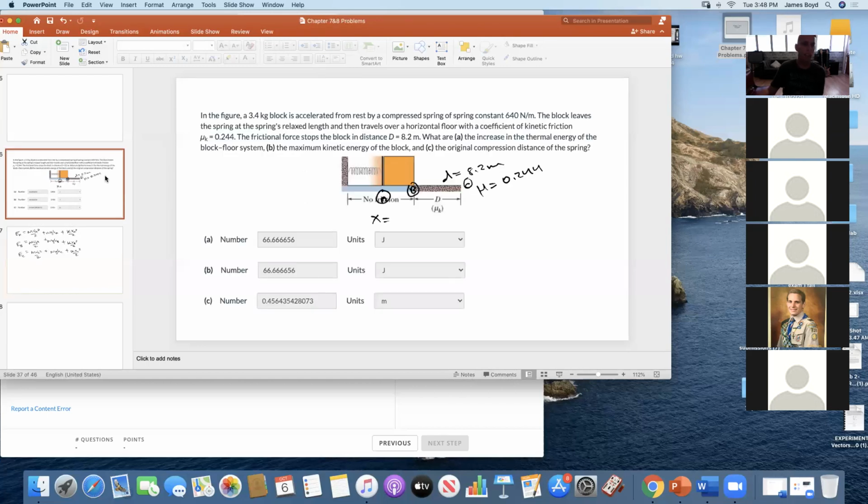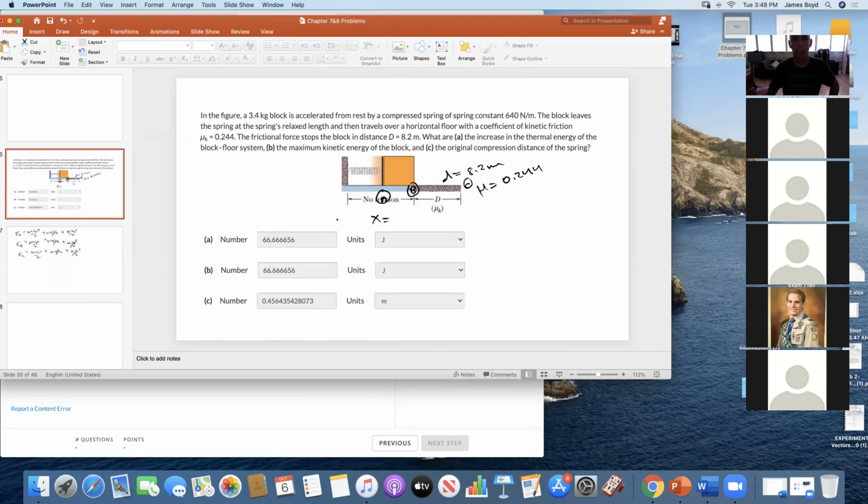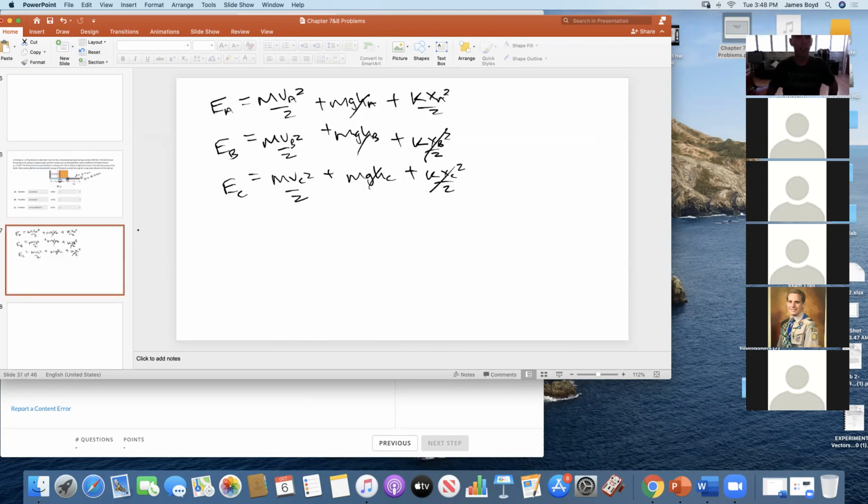Okay, so at A, the spring is compressed. But at B and C, it's not. It's not even in contact with the block anymore. So we can get rid of the spring at those. We can get rid of all the H's. They're the same, so they all just cancel each other. And finally, at C, it has no velocity. And at A, it has no velocity. So what we get is that EA is equal to EB is equal to EC, but there's friction between B and C.